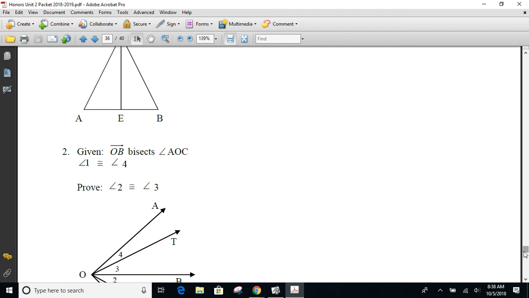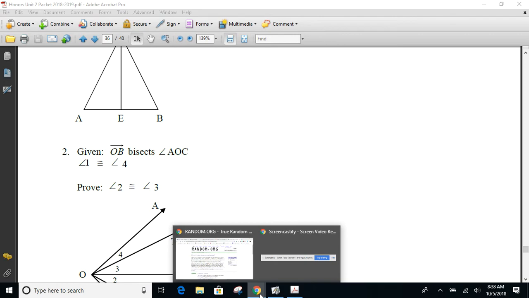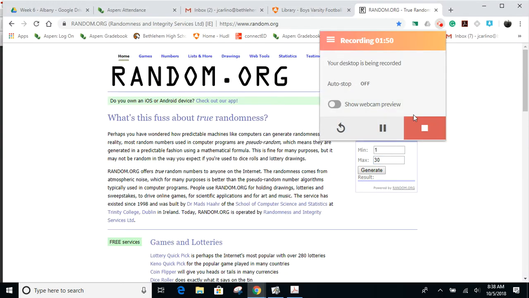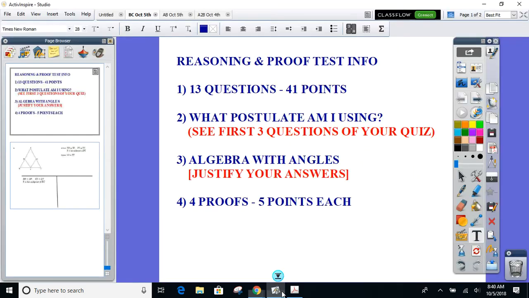So, okay, let me take a quick look at it, and then we'll talk about what's going on with the unit test. So here you go. It's 41 points, 13 questions. Out of those 13, only 4 will be proofs. 5 points each, but it is half the test, because 4 proofs, 5 points apiece, that's 20 points right there out of the 41. So almost half will come from the proofs.